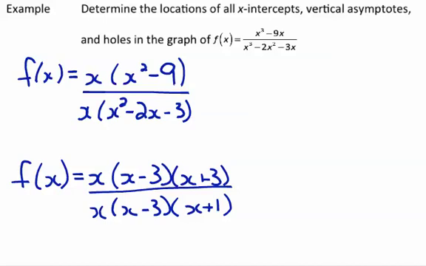Now I need to look at this function now that it's fully factored, and I need to think to myself, well, what number would I have to substitute in for x to make each factor equal to 0? Well, my first one on the top, my x, to make x equal to 0, I'd have to substitute in 0. To make x minus 3 equal to 0, I'd have to substitute in a positive 3. And to make x plus 3 equal to 0, I'd have to substitute in a negative 3. Same process on the bottom leads me to 0, 3, and negative 1.